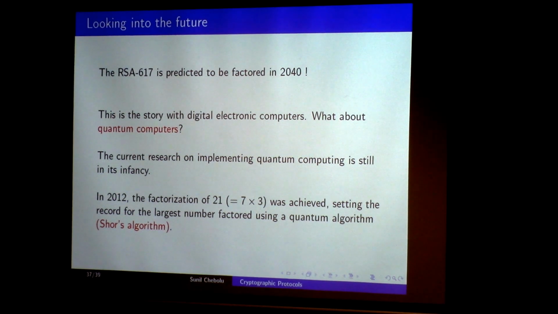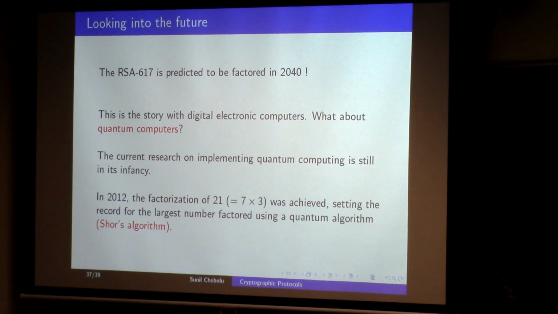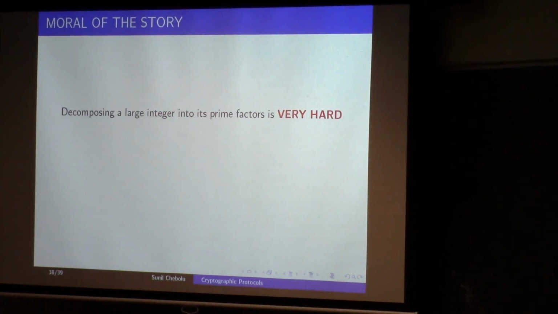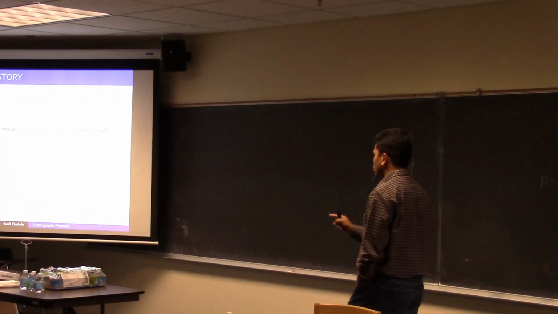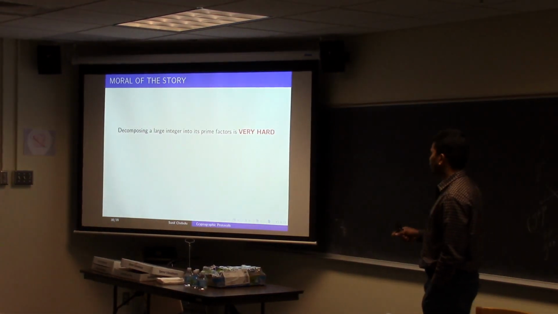At any rate, if quantum computing comes through, then that is going to surely crack the factorization problem. So the current RSA will break down, but then there is a new cryptography that is going to take its place, which is proved, again theoretically, to be unbreakable. That's quantum cryptography. So the moral of the story here is that decomposing a large integer into its prime factors is a very, very hard problem.